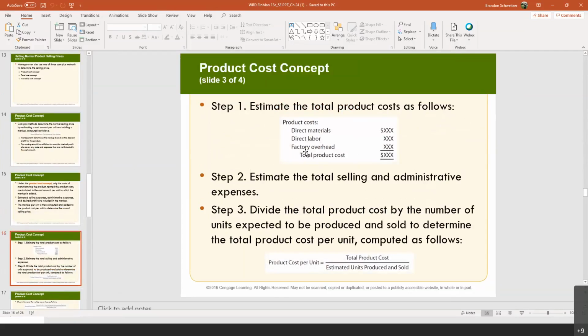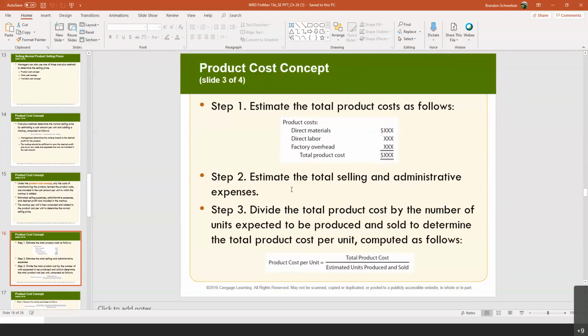How we get to that cost. So the first thing I need to do is estimate the total product cost. Now, as you know, our product costs include direct labor, direct material, factory overhead. Those three things are always what makes up the total product cost. So we add direct material, direct labor, factory overhead to get the total product cost.